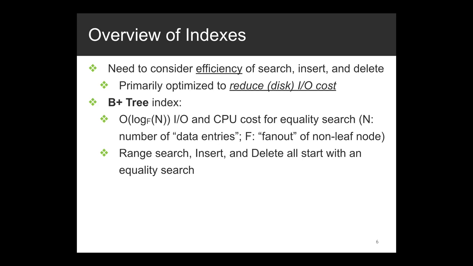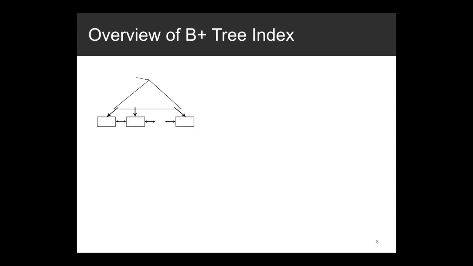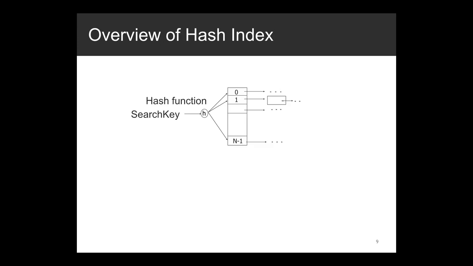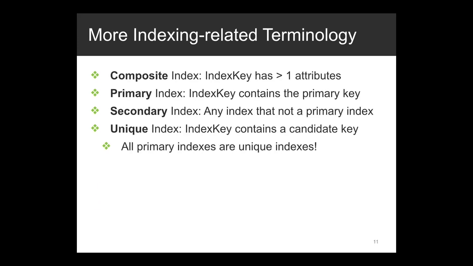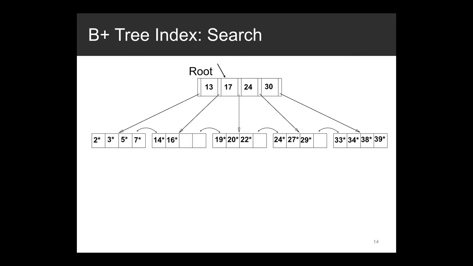And for the B plus tree index, range search, insertion, and deletion all start with the equality search. Okay, so then what we need to understand is how does the equality search work, and that's what we're going to talk about as the first algorithm. So you can just jog your memory about all these things. And so let's get to the search algorithm.